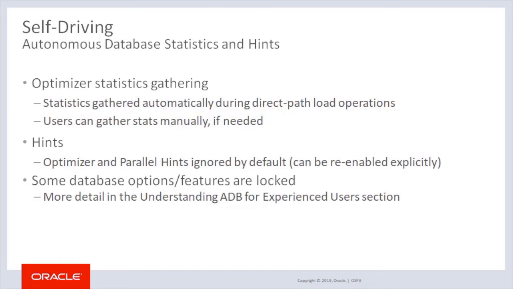In Autonomous Database, optimizer statistics are gathered automatically during direct path load operations. If users need additional statistics, they can gather stats manually at any time. Machine learning also allows Autonomous Database to optimize executions based on usage patterns of each database. Because Autonomous Database and the Exadata platform it runs on are so efficient at running the Oracle database, by default, optimizer and parallel hints are ignored. Parallelism is generally determined by defined services in the Autonomous Database. More of this in future modules. Users have the ability to explicitly re-enable hint processing if it is required for specific reasons.